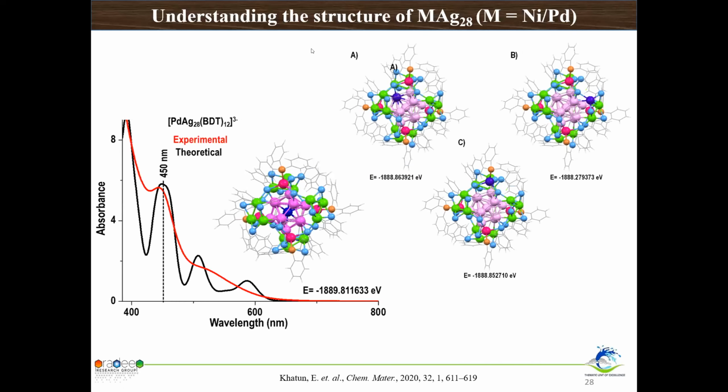One such example is shown here. We have obtained the structure of palladium Ag28 by the DFT study, and by the TDDFT we have computed the absorption spectra and matched it with the experimental one. We have compared the energy of various isomers, and the most stable isomer has been chosen as the most favorable probable structure.